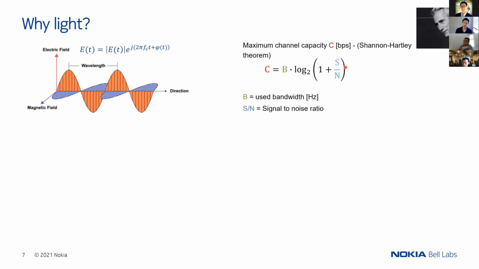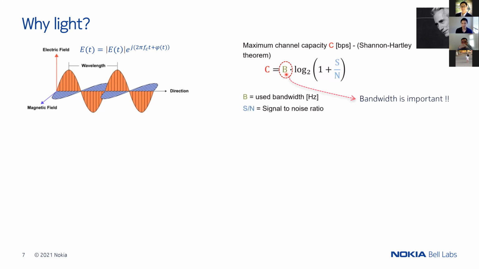In reality, there's always a constraint on how much power we can get out of the transmitter, and also there's a fundamental limit on the noise. So the signal to noise ratio has a limit, and you can see that it's sitting inside the log. So its impact on the capacity is smaller than the impact of the bandwidth.